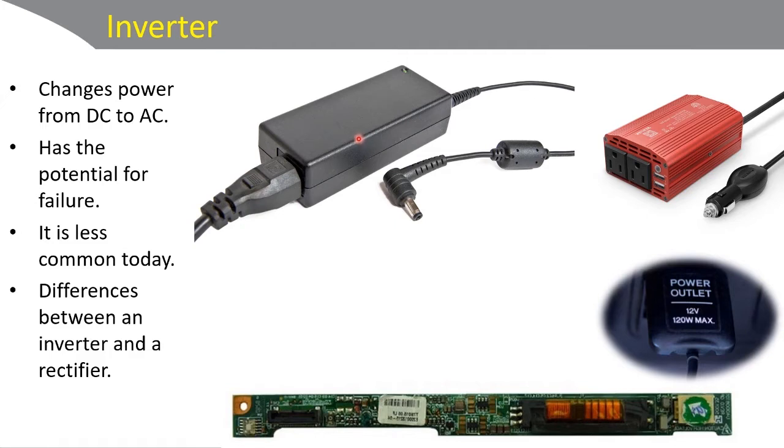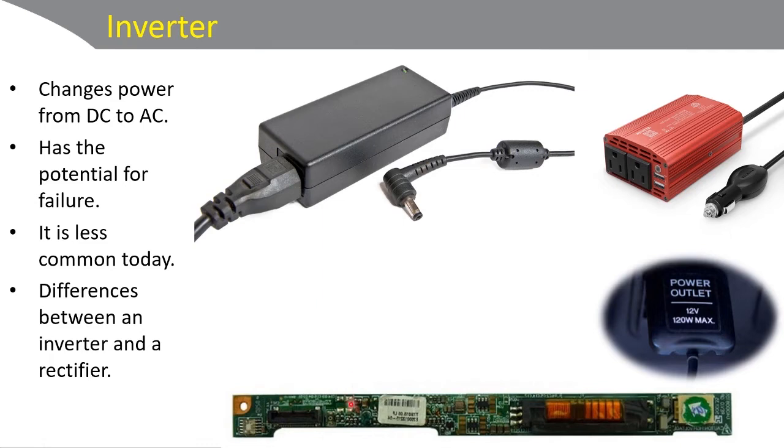The transformer takes the higher voltage and converts that to a lower voltage. The rectifier converts from AC to DC, and then the electronic filter can be used to filter out noise and unwanted signal. So you want to make sure that this is the right transformer, it's the right AC adapter, and that it will reduce to the correct voltage that your laptop needs.